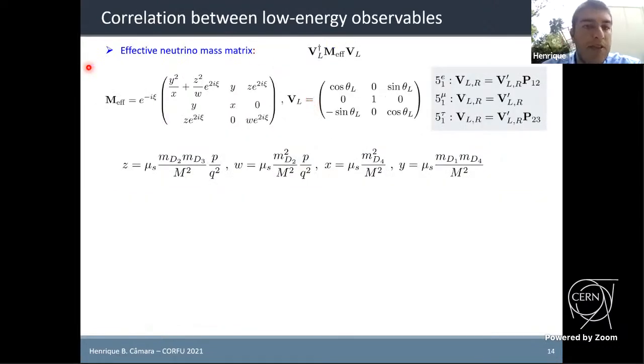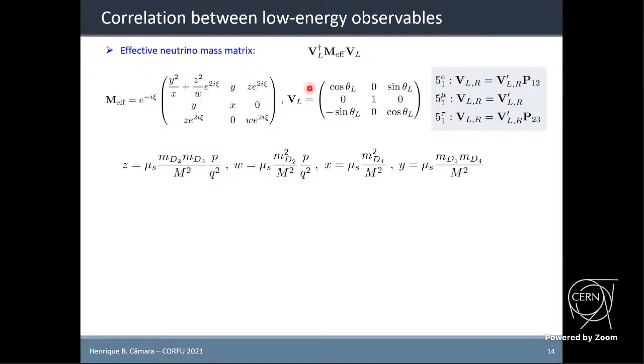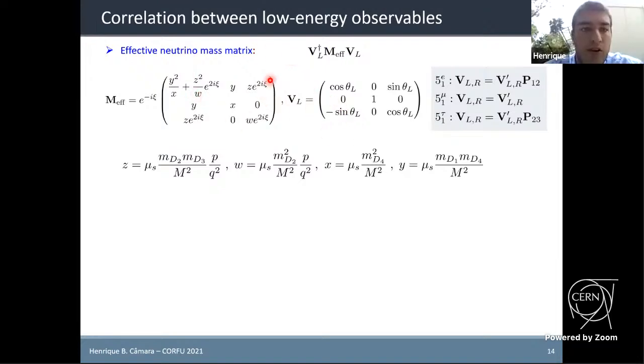From them, we can obtain the effective light neutrino mass matrix for the inverse seesaw. First of all, you notice that the phase Xi coming from the VEV cannot be rephased away due to this first entry. That means that spontaneous CP violation is successfully communicated to the leptonic sector by means of neutrino scale interactions. Now let's perform the parameter count for this case.